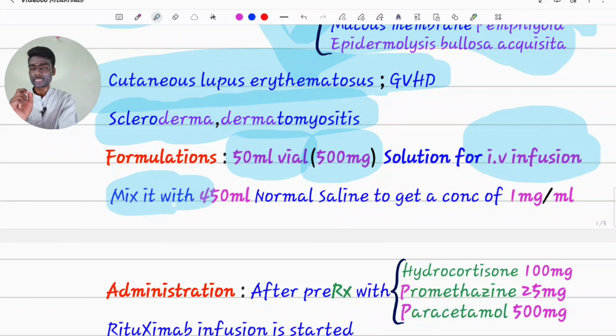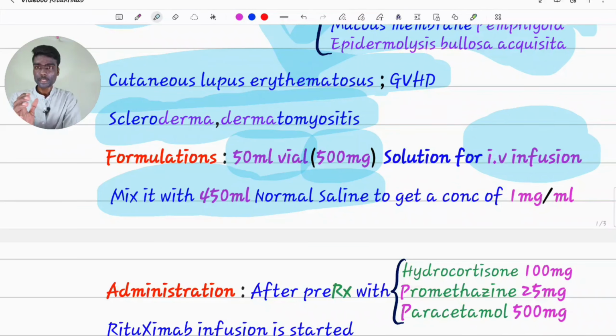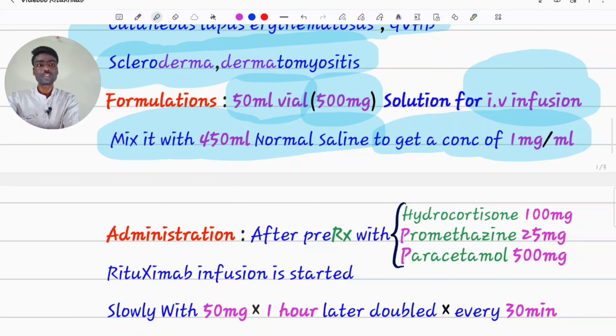First we have to mix it with 450 ml of normal saline. Why 450 ml? To make it into a concentration of 1 mg per ml. If we have taken a 100 ml vial, then 900 ml of normal saline we should mix. Then we will get a concentration of 1 mg per ml.